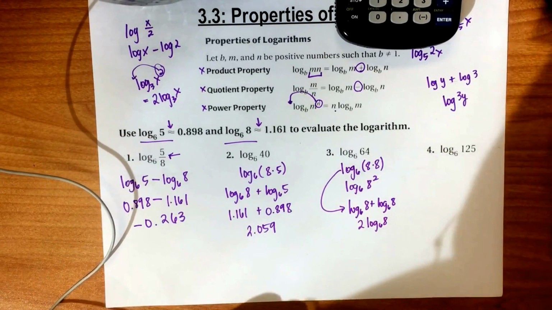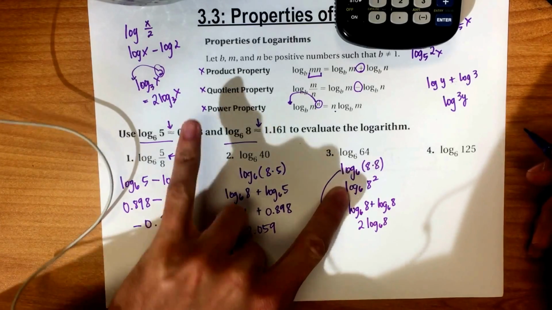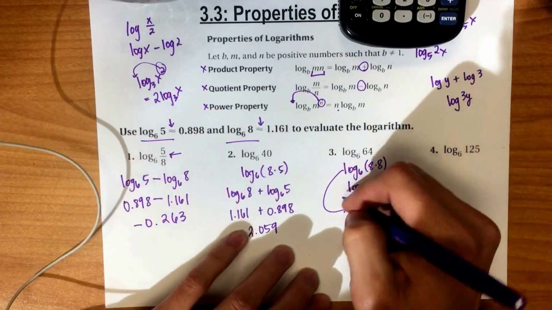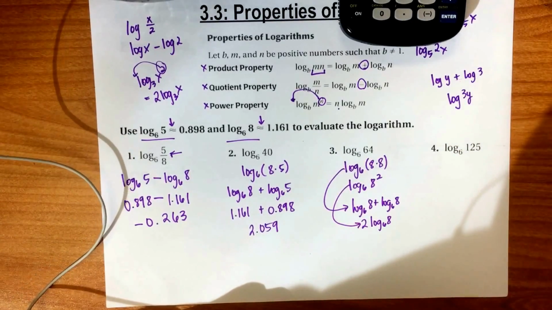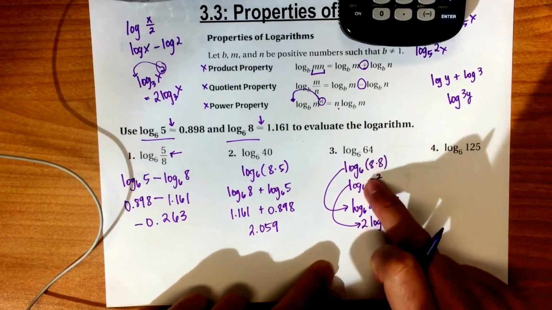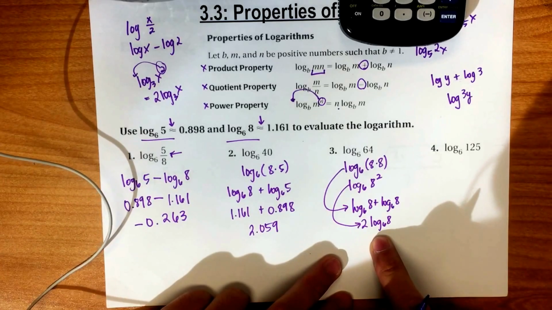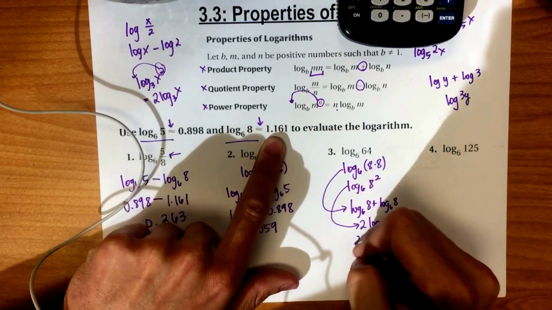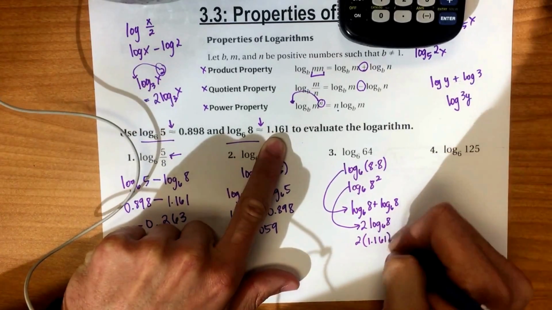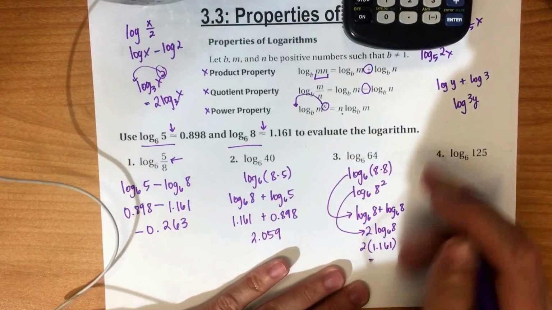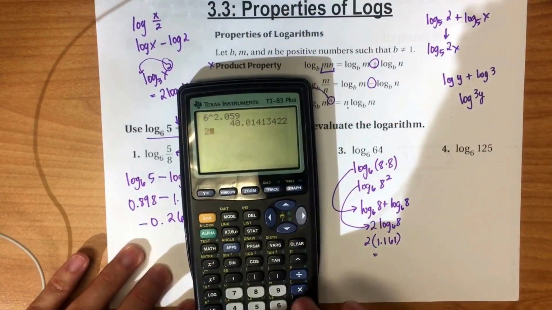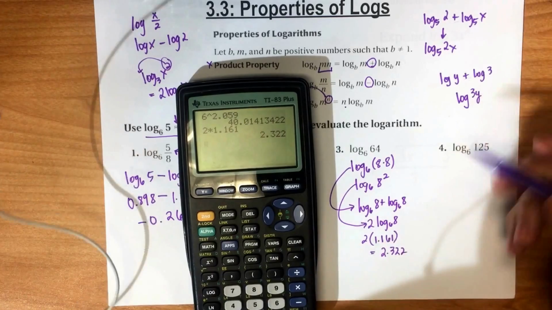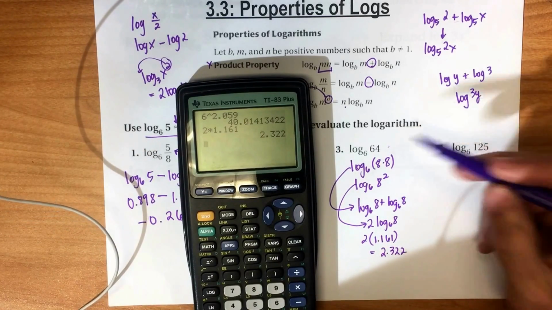Now I want you to look at what you had when you had this. According to power property, that second exponent would come down in the front and become a coefficient. Well, if I do that, notice that's what I still get. So either way you break it apart, you end up in the same place. So all I'm going to do is take the value for log base 6 of 8, and plug it in here. So I'm going to do 2 times 1.161, and that is going to give me a decimal value. So using the calculator, I get 2.322. That is the power of 6 that's going to give you 64.